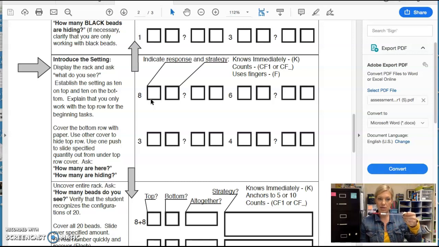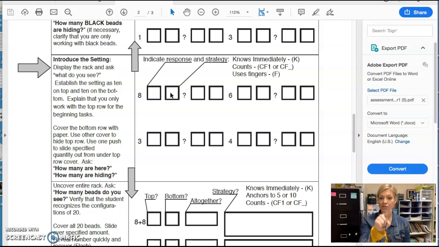How many do you see? And how many are hiding? You're going to write down in this first box, there's a lot of boxes here. This first box right here is for how many do you see. So put a check if they say 8. You're going to put a 7 if they say 7 beads, a 9 if they say 9 beads. If they just knew it, they saw it, they told you 8 beads, you put a K.